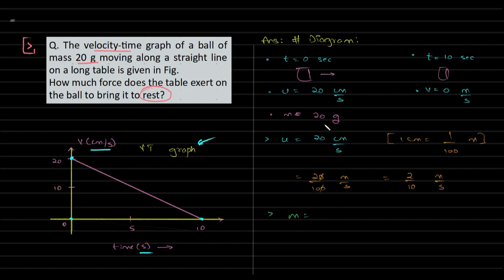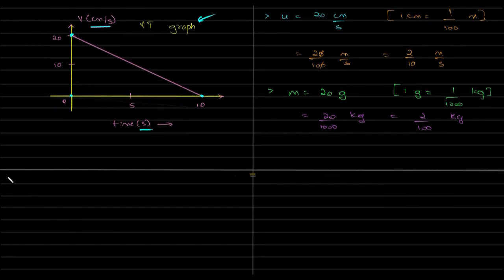The mass is in grams, we have to convert it to kg. So 1 gram is nothing but 1 by 1000 kg. So we have to divide here by 1000 or multiply with 1 by 1000. So basically this is nothing but 20 by 1000 kg, right? This is your initial velocity and the mass in the respective units. Now we can make use of this data. Always convert the data to the required unit and then start working.